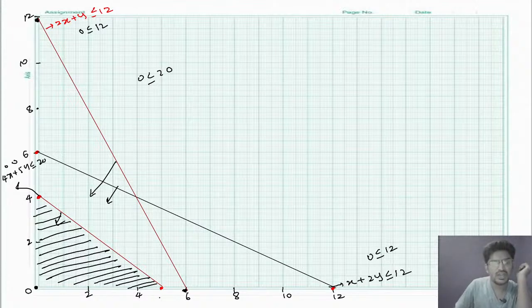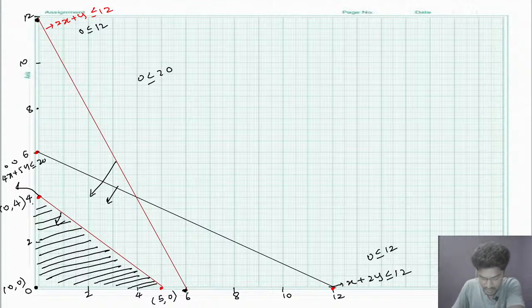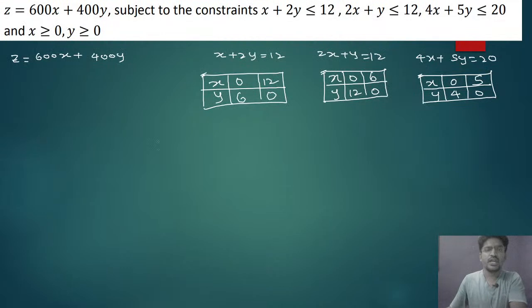Because here corner points are A, B and C. All are directly given. This is 5, 0. This is 0, 0. And this is 0, 4. So if the graph comes like this, it will be very easy to simplify. Point A is 5, 0. Point B is 0, 0. Point C is 0, 4. Clear? So take the points directly.